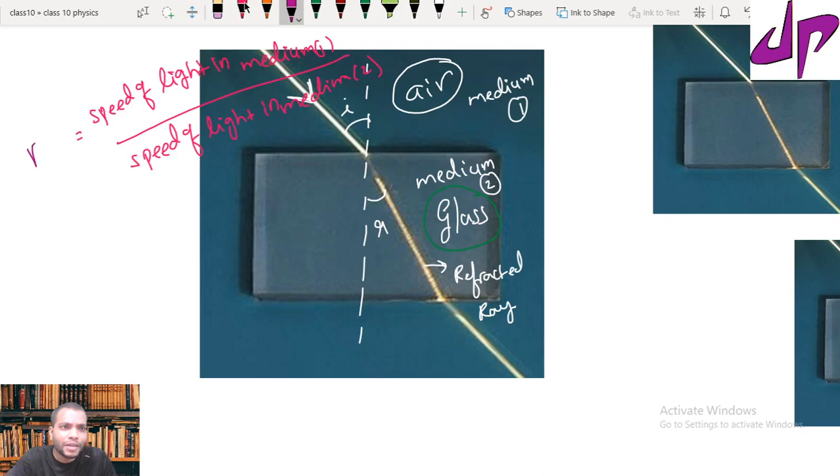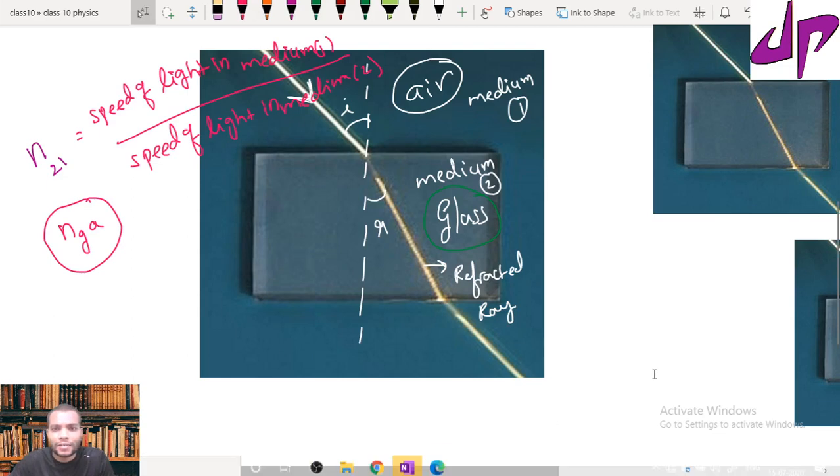But we can say this precisely: the refractive index of medium 2 with respect to medium 1. Here we need to mention the refractive index of medium 2 with respect to medium 1. Why? Because this value changes from medium to medium. To understand that, I can write this as the refractive index of medium 2, here glass, and medium 1, here air: glass with respect to air.